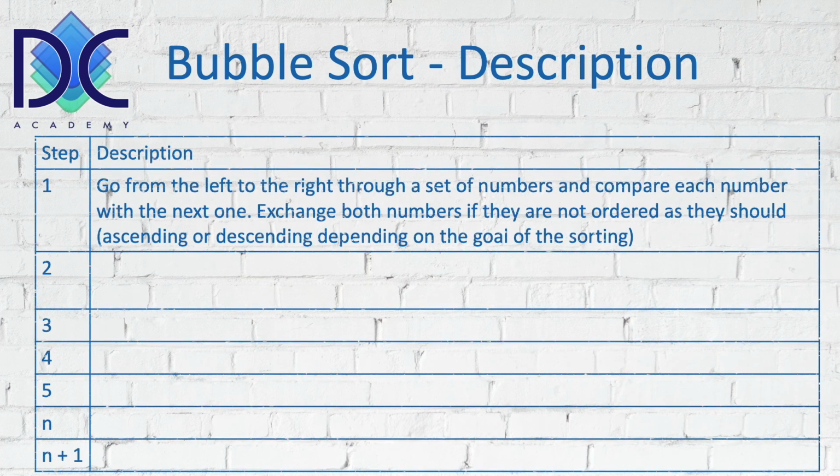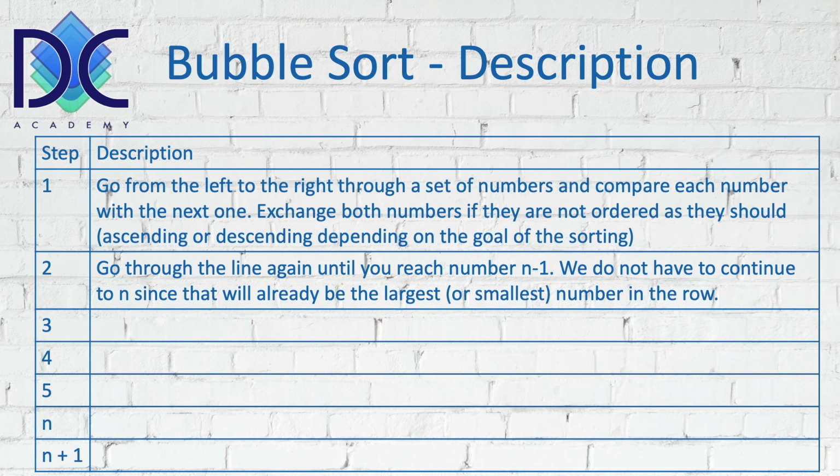When we look at the description of bubble sort, first we go from the left to the right through a set of numbers and compare each number with the next one. And we exchange the numbers if they are not ordered as they should be, ascending or descending, depending on the goal of the sorting. We will look into this in an example, so you will clearly see how this works.